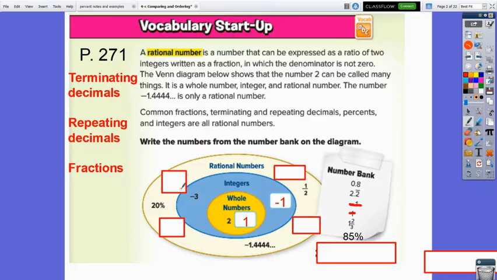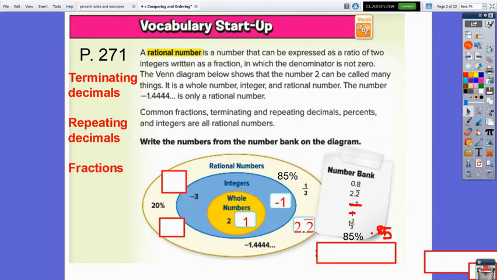Rational numbers then. Rational numbers are fractions or repeating decimals or terminating decimals. So 0.8, that's a terminating decimal. That one's good. 2.2 repeating decimal. That one's good. 1 2/3 fraction. That one's good. 85%, you could rewrite that as a decimal, as 0.85, and so that too is a rational number. So all of those go here.